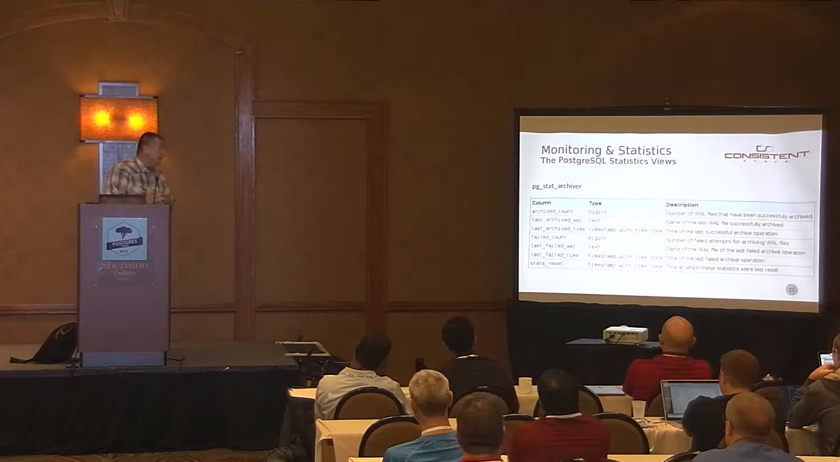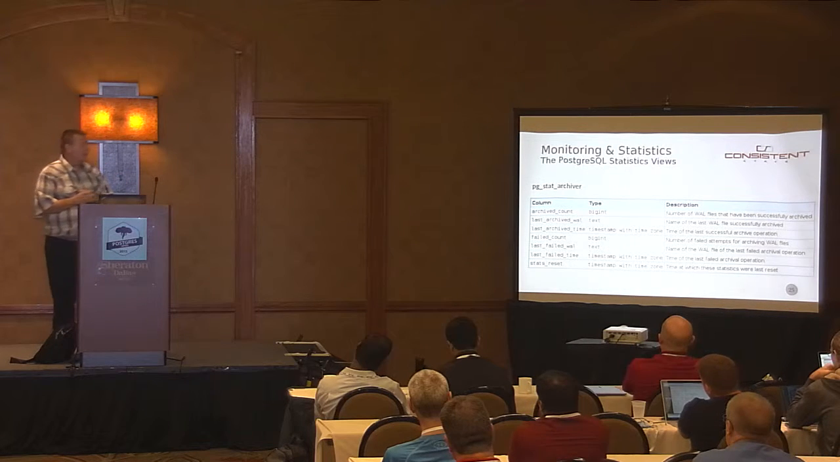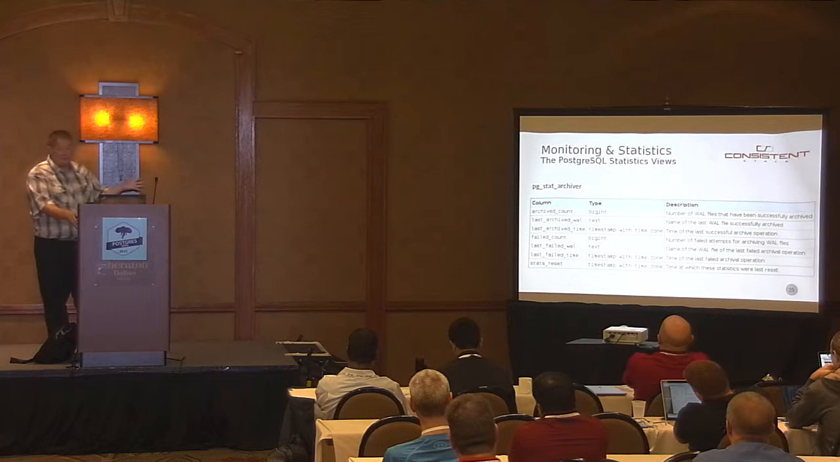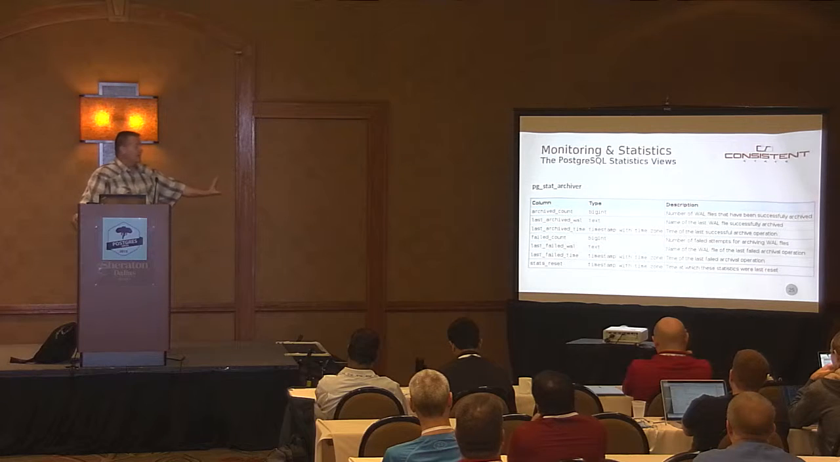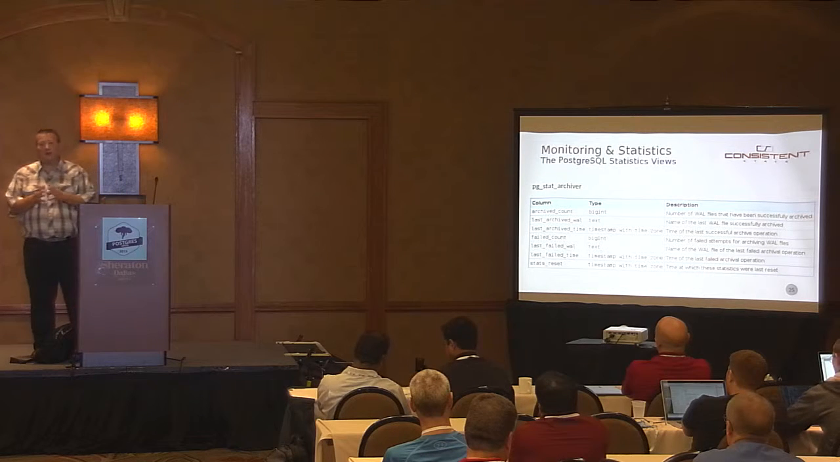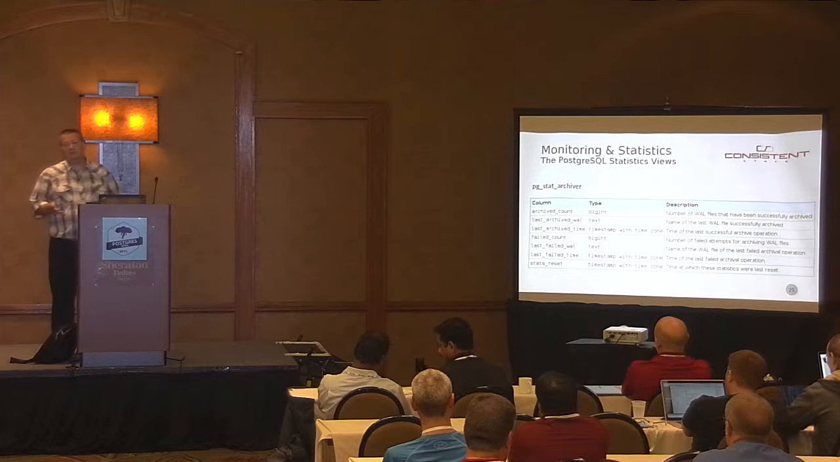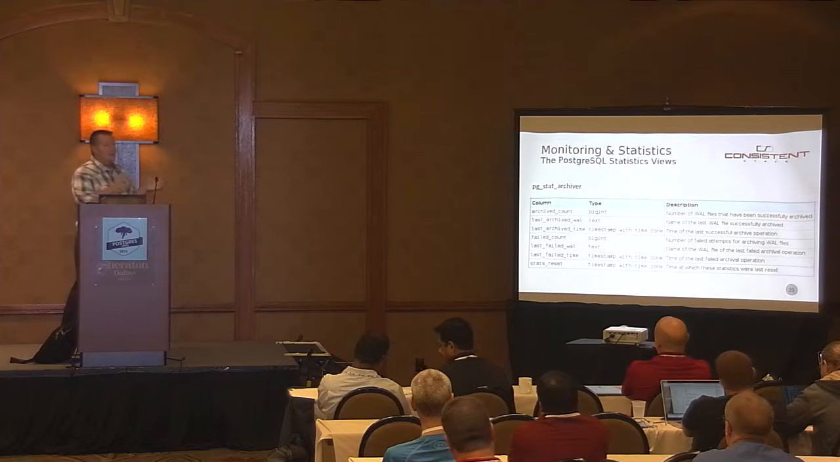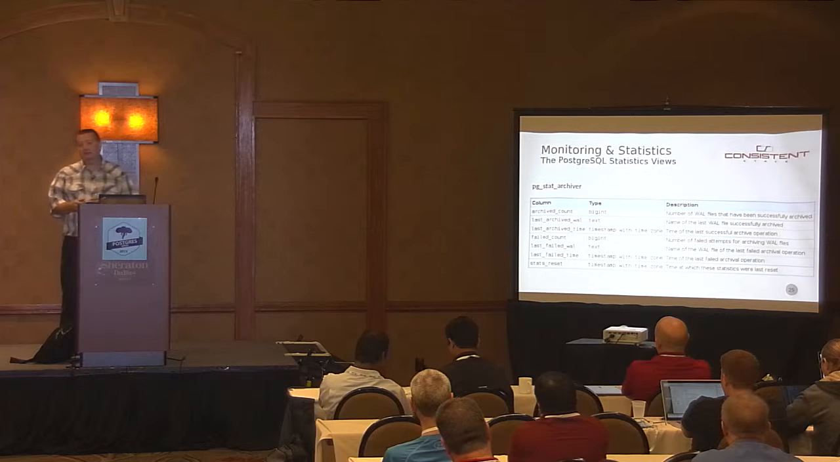Likewise, there's a last archived WAL file. It basically gives me the name of the last archived WAL file. It shows me the timestamp of the last archived WAL file. It shows me a failed count. It shows me a last failed WAL file and the last failed time. The failed columns in this table are absolutely key. If you're going to be monitoring your database and you're doing any sort of WAL archiving, there's always the possibility that your archive command begins to fail.